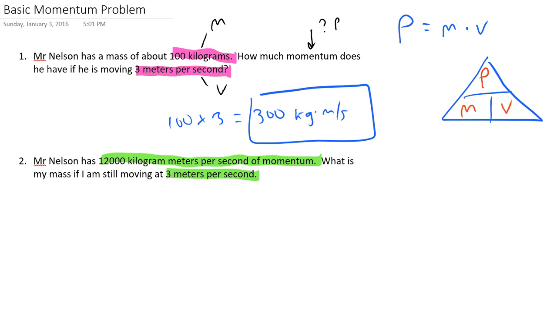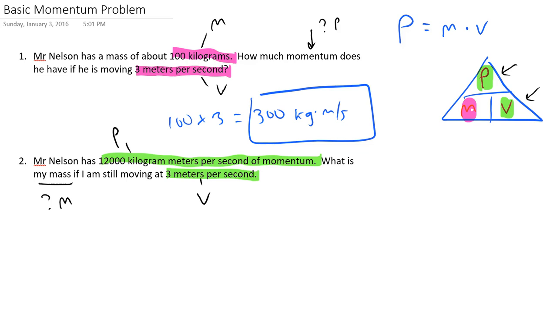Okay, let me get rid of the highlighting here. There we go. Now on the second one, we label our variables. 12,000 kilogram meters per second, that's our momentum. It's asking for what is my mass, so we're looking for m, and it says I'm still moving at 3 meters per second, so that's still my velocity. On this one, we have our momentum and our velocity, but we don't have our mass. Since these are on top of each other, momentum and velocity, we need to divide.